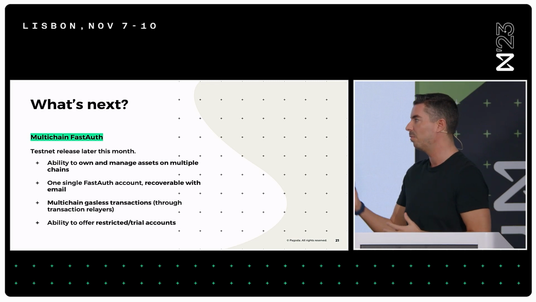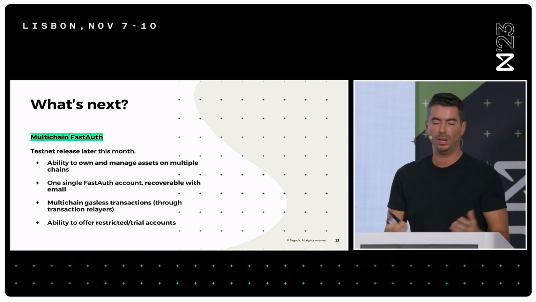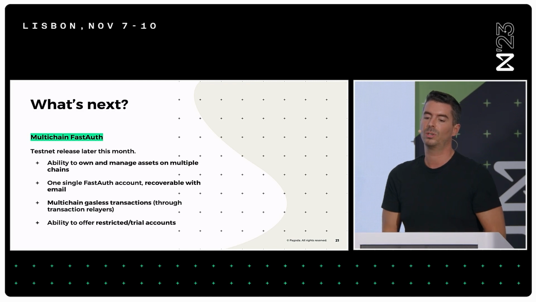So basically, we're going to have relayers on every single chain that we support. We're starting with EVM chains. And then users can submit transactions without paying for gas, just like they do today with regular FastAuth.